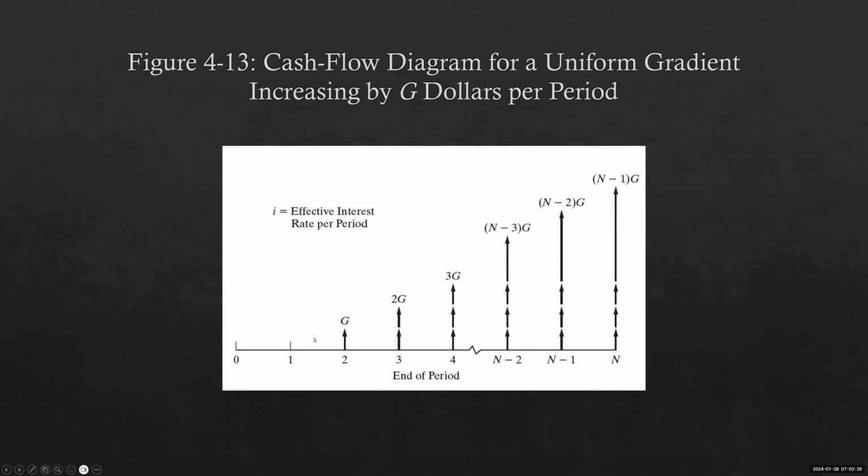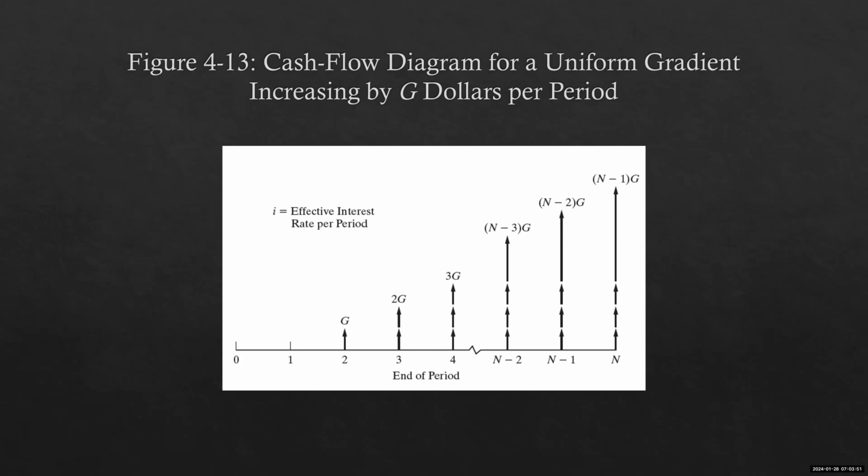If we look at the order of magnitude, we see that we have a gradient that starts in year 2, then we have double that gradient in year 3, triple that gradient in year 4, and so on and so forth, going through period n. And the gradient is going to continue to increase over time as determined by the problem.